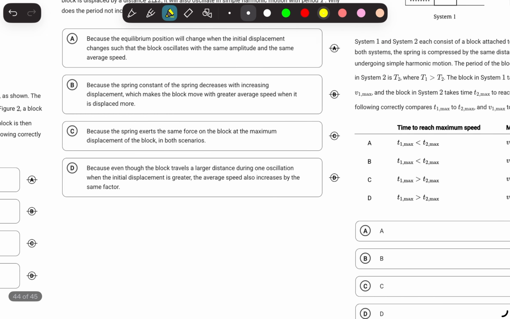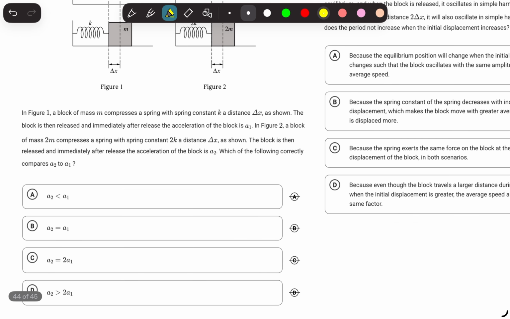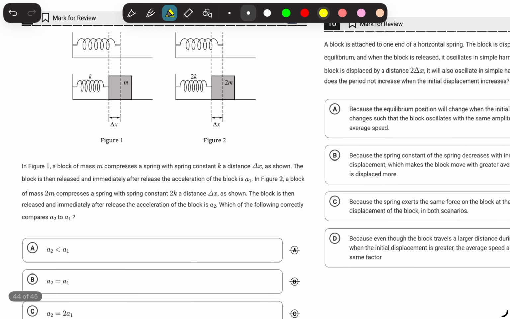Now for our next question, in figure 1, a block of mass m compresses a spring with spring constant k a distance delta x as shown. The block is then released, and immediately after release from rest, the acceleration of the block is a1. In figure 2, a block of mass 2m compresses a spring with spring constant 2k a distance of delta x as shown below. The block is then released, and immediately after release from rest, the acceleration of the block is a2. Which of the following correctly compares a2 to a1?